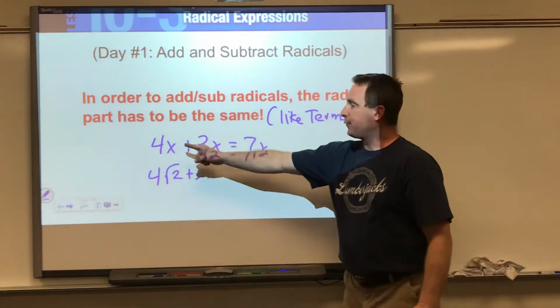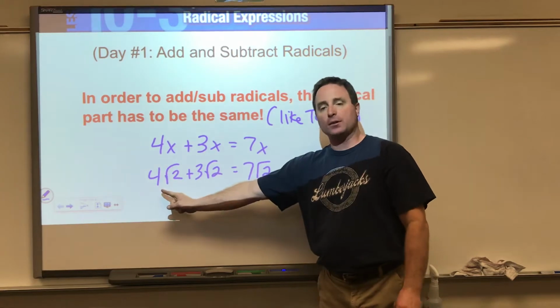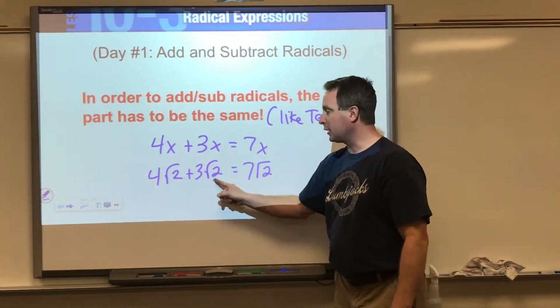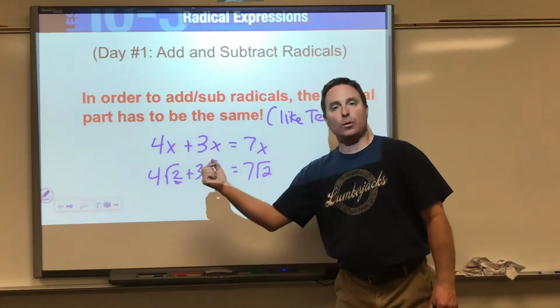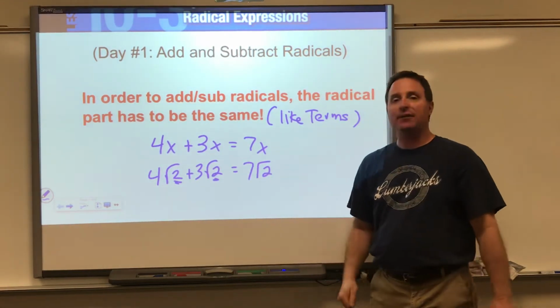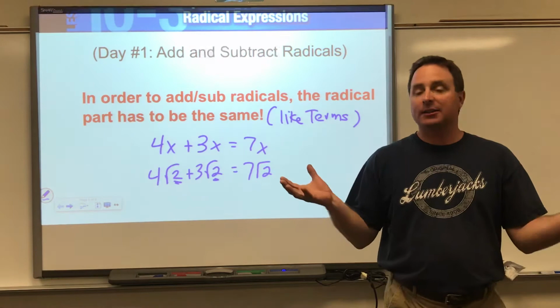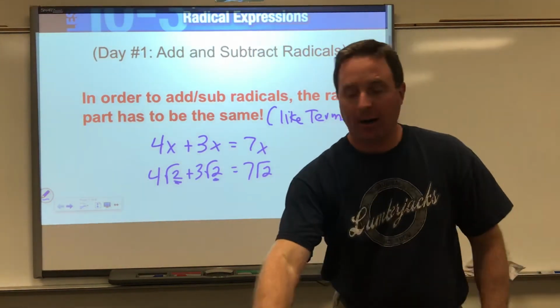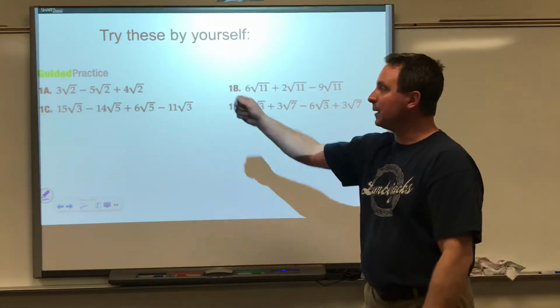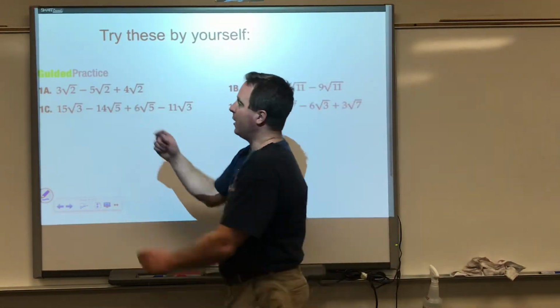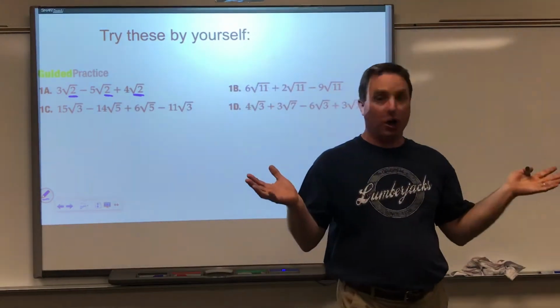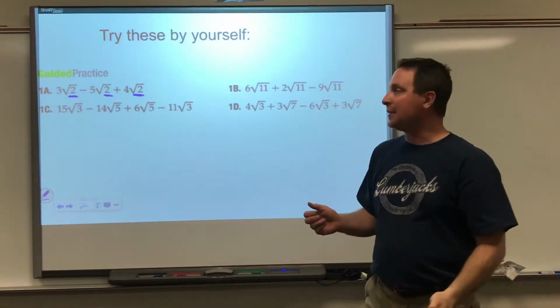Instead of 4x plus 3x, what if I had 4 square roots of 2 plus 3 square roots of 2? Well, yeah, the radical part's the same. We're going to add square roots of 2's to get 7 square roots of 2's. It's just a counting game is all that it really is. All right, so let's take a look at a couple examples here. Up here on the left, if you notice all of these, they're all square roots of 2's. They're all like terms, so we can combine them.